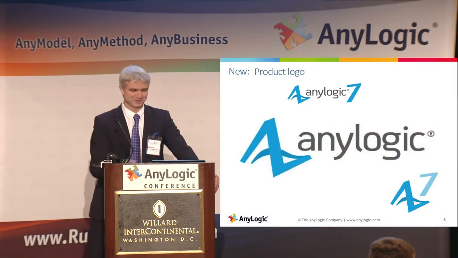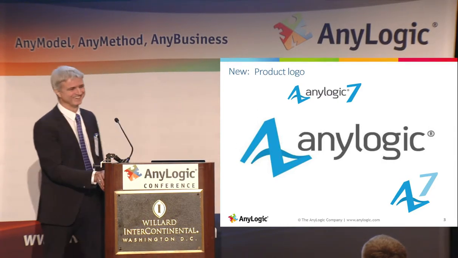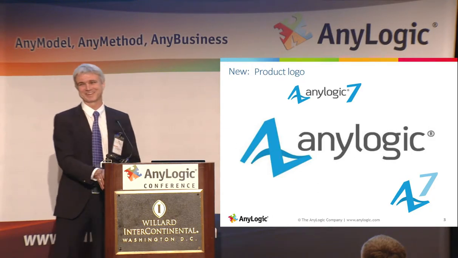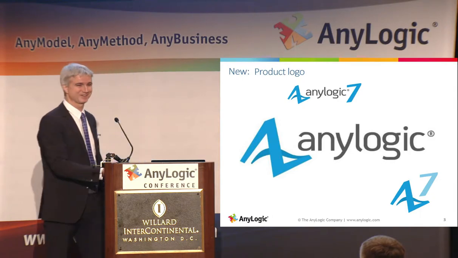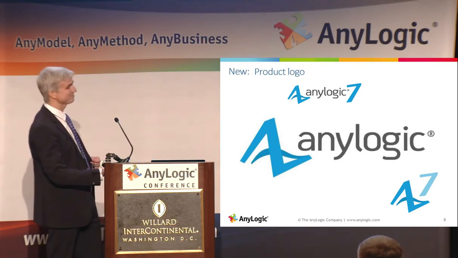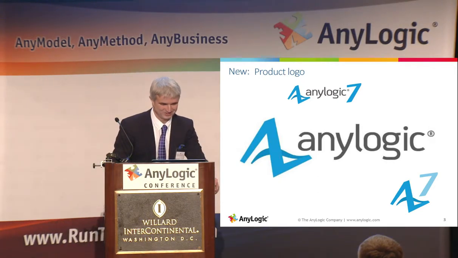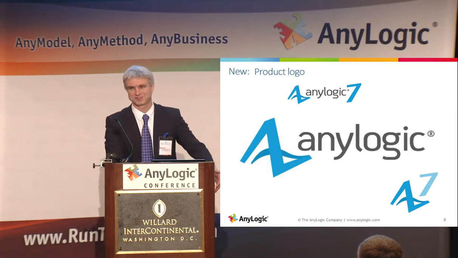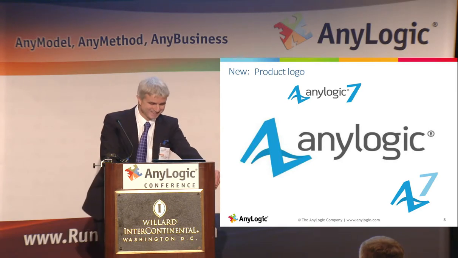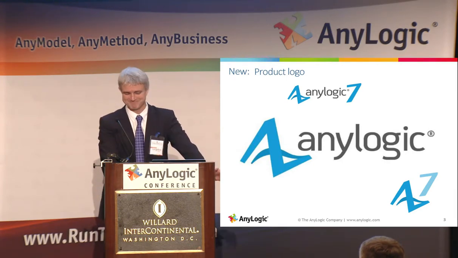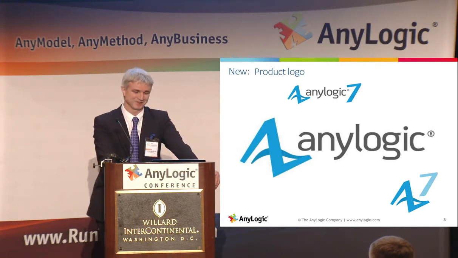Okay, so what's new in the product? Well, the first great thing is we have a new product logo, in a contemporary and minimalistic style done by Nikolay Rosadin, our ex-employee and our freelance graphics designer. In this logo, the straight segment stands for discrete event modeling with events, and this wave is for continuous time modeling. So there are some thoughts behind the logo.